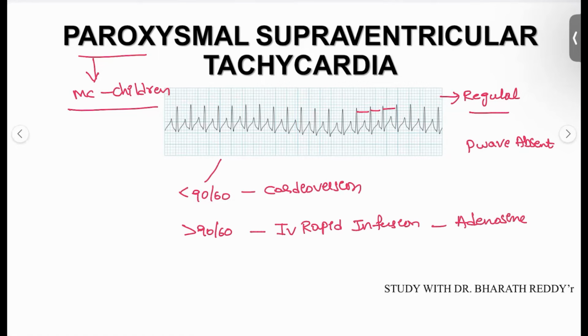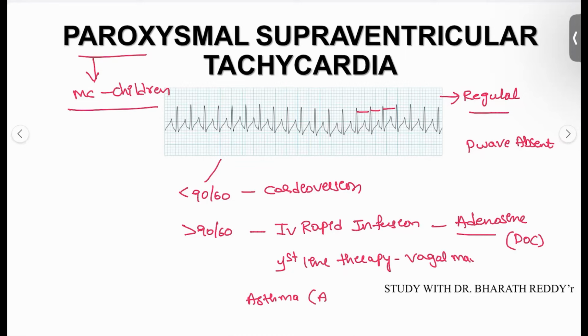But if the examiner asks what is the drug of choice for supraventricular tachycardia, then you have to mark adenosine. But if he asks what is the first line of therapy, then you have to mark the vagal maneuvers. Vagal maneuvers are the first line of treatment, but the drug of choice is adenosine. If the patient is suffering from asthma, remember that adenosine is contraindicated.